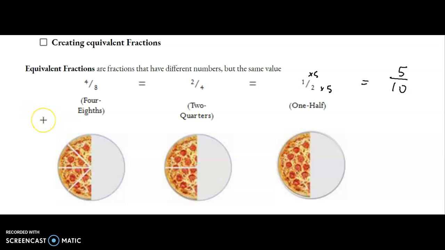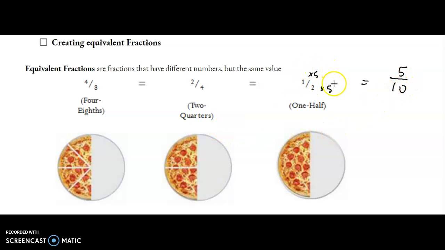For example, the fraction 4/8 is equal to, it is also the same as 2/4 or 1/2. So in the case of finding the equivalent fraction, we find the greatest common factor and we multiply by that, and this way we get our equivalent fraction.